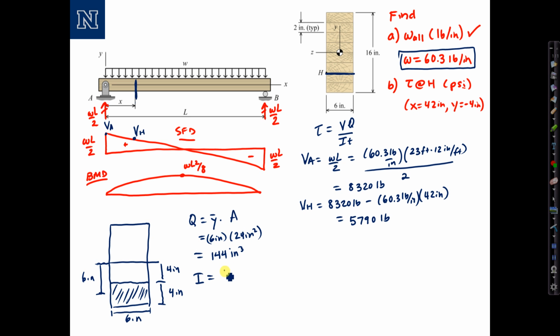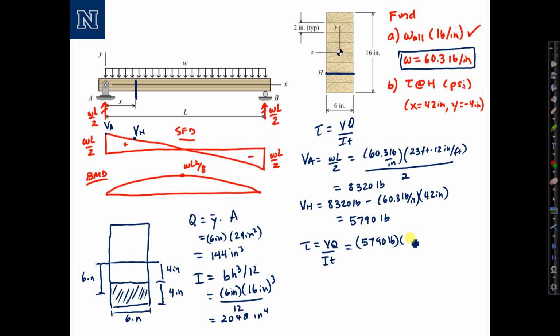The I value, BH cubed over 12, we have a width of 6 inches, we have a depth of 16 inches, divided by 12, and this computes to 2048 inches to the fourth. Okay, so putting everything together, tau equals VQ over IT equals 5790 pounds times Q of 144 inches cubed divided by I, 2048 inches to the fourth.